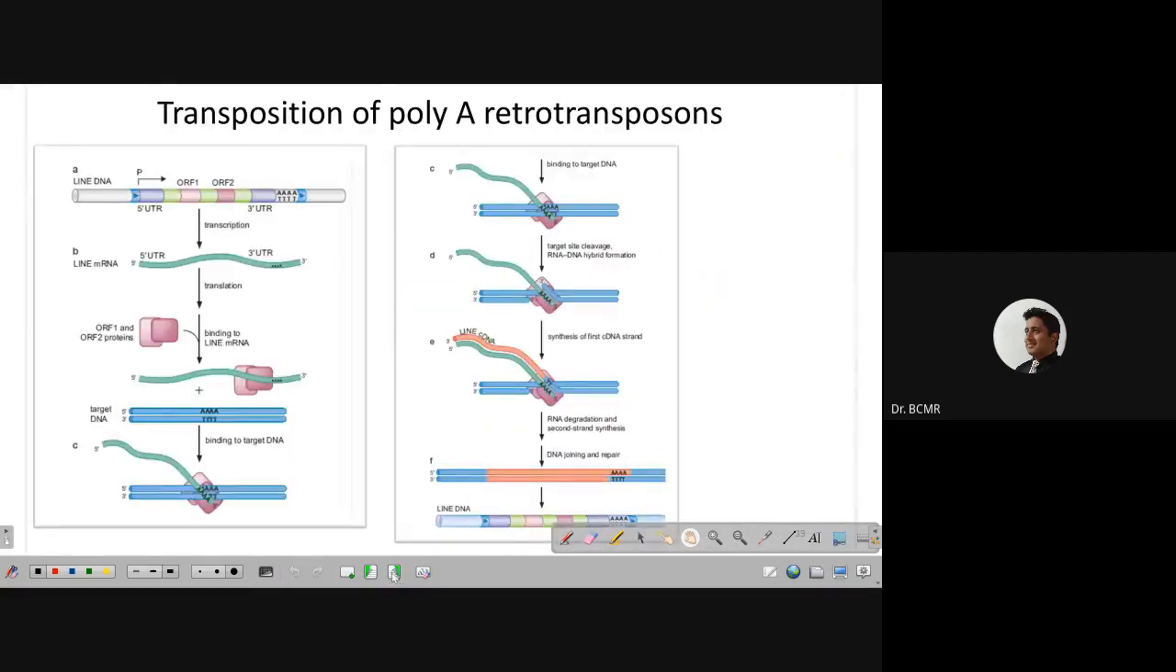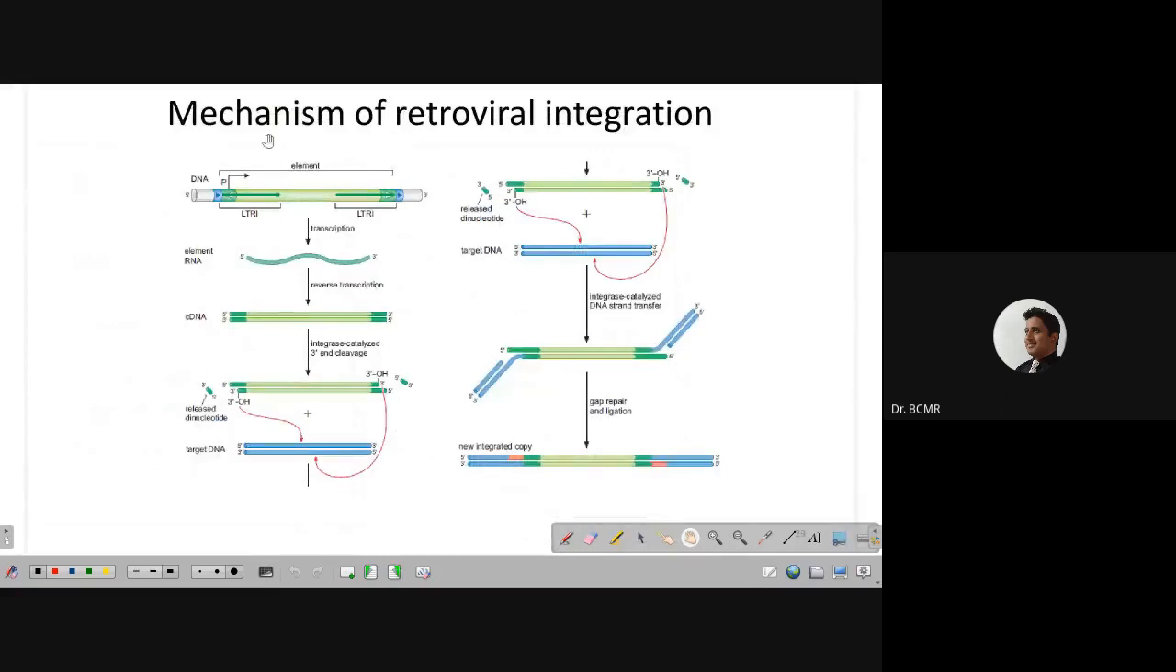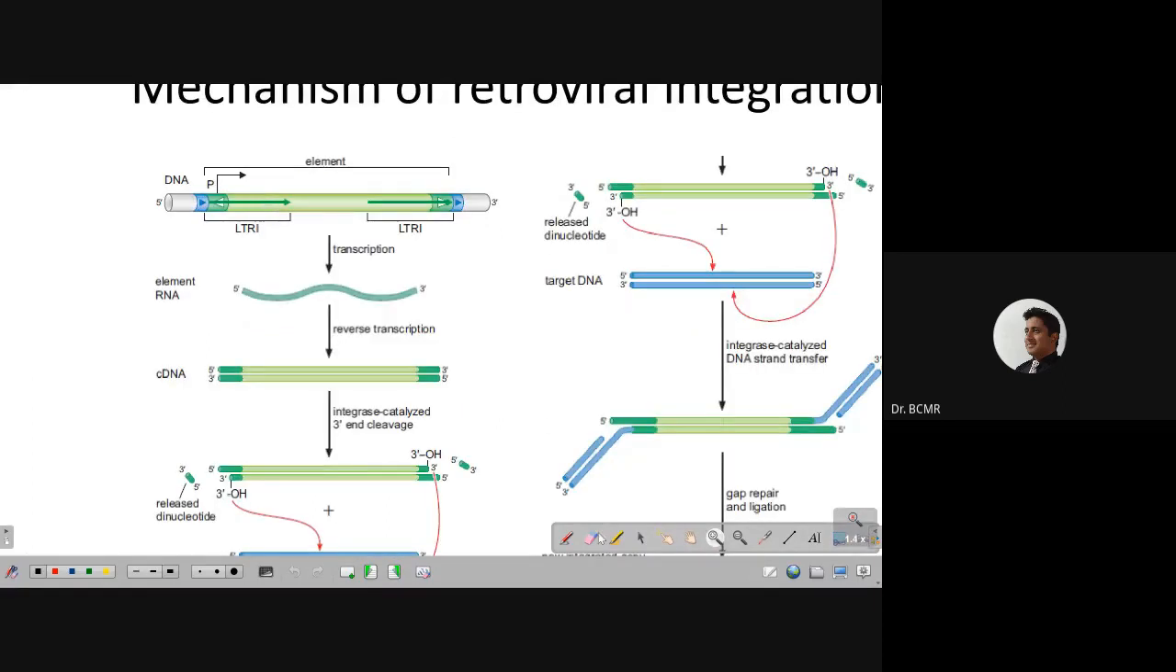So we'll quickly have a look at this one, mechanisms of retroviral integration. This is the last slide. Here is what we have. The first one is LTR and LTR. Those are the sequences that are recognized. And within one of the LTR, there is a promoter. P here is for promoter.